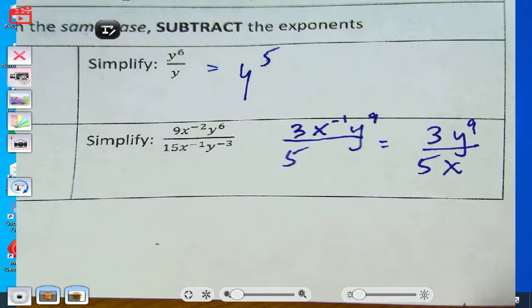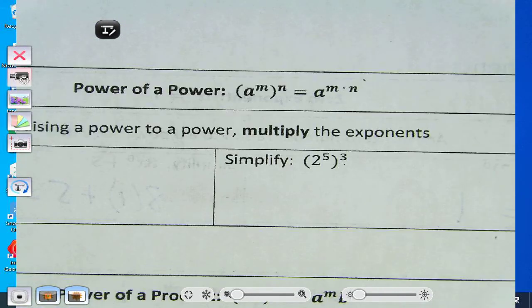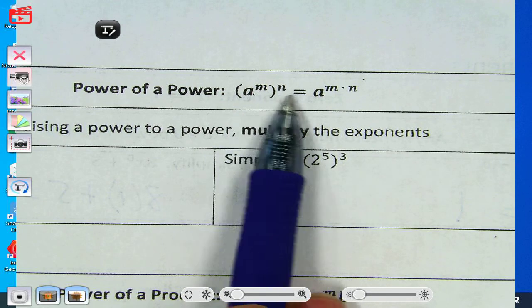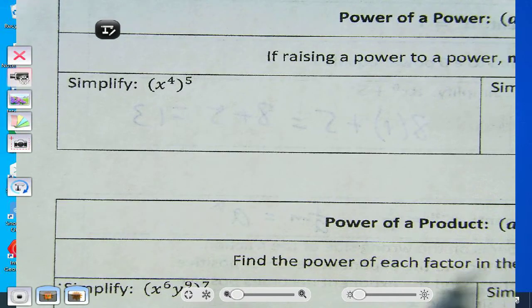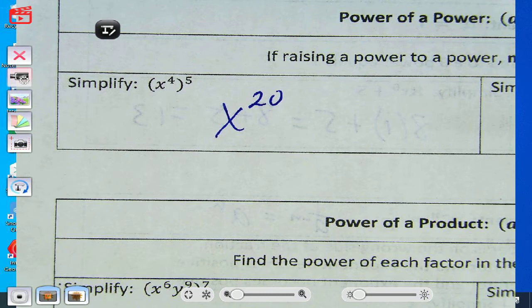All right. Moving to the back. Whenever we have powers with powers, you're going to multiply those exponents. So here, when I have x to the fourth being raised to the fifth, it's going to be x to the 20th. 4 times 5 is 20.